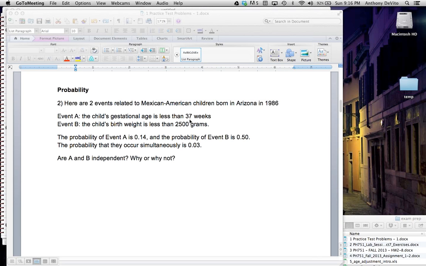Okay, let's think about that. The probability that the child's gestational age is less than 37 weeks, event A, is 0.14. The probability that it's more than 37 weeks is 0.86, right? And the probability of event B, which we're keeping the same, is 0.50. So the probability of them occurring together would be 0.86 times 0.50 if they were really independent events.